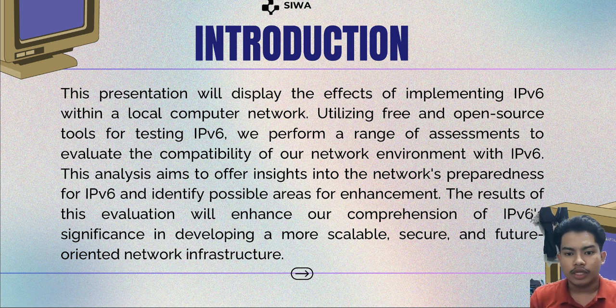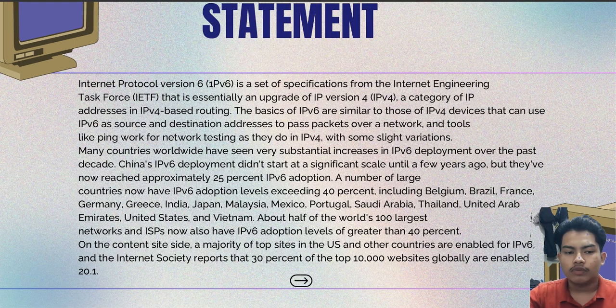So let's go to the introduction part. This presentation will display the effects of implementing IPv6 within a local computer network, utilizing free and open source tools for testing IPv6. We perform a range of assessments to evaluate the compatibility of our network environment with IPv6. This analysis aims to offer insight into the network's preparedness for IPv6 and identify possible areas for enhancement. The results of this evaluation will enhance our comprehension of IPv6 significance in developing a more scalable, secure, and feature-oriented network infrastructure.